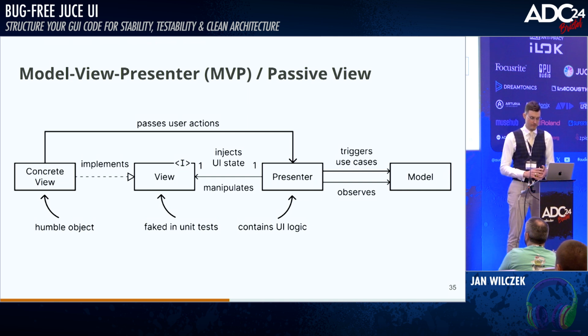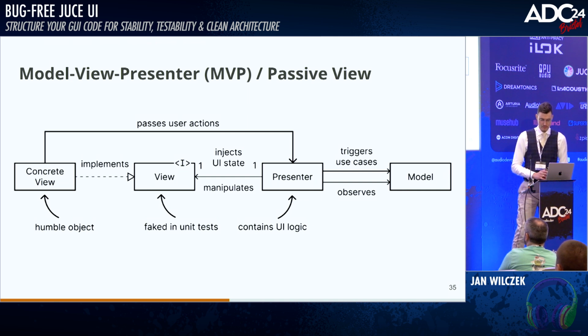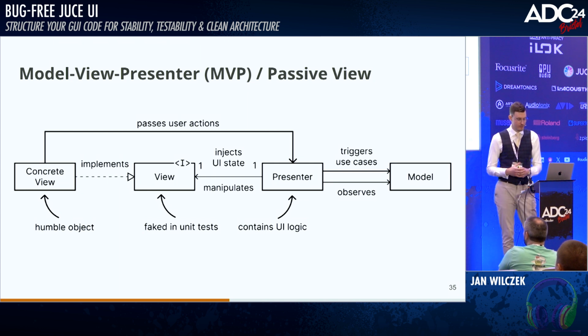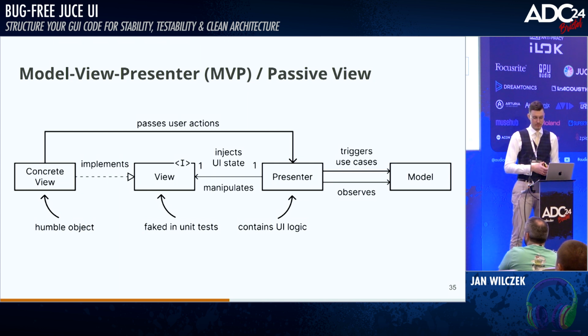But this is not very helpful, so maybe let's take a look at the model view presenter, MVP, also called the passive view. So here we have a presenter that contains UI logic, which triggers use cases and observes the model. And the presenter controls the view via an interface. And it manipulates the view and it injects the UI state. And the concrete implementation of the view passes user actions to the presenter.